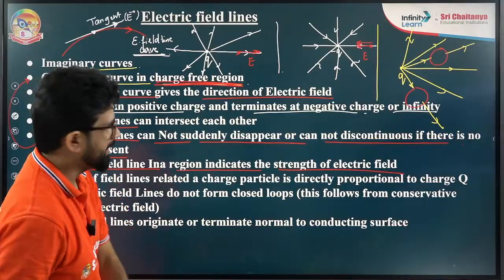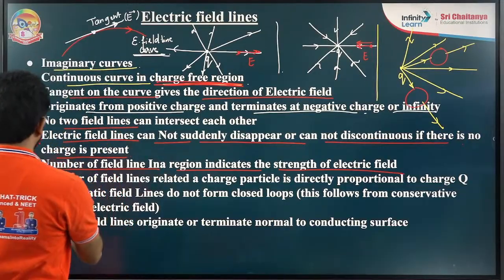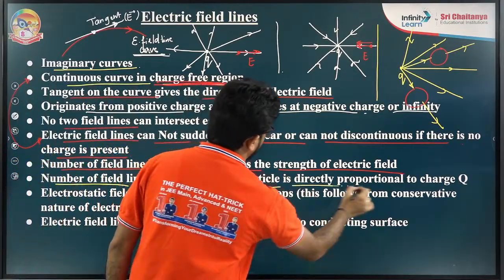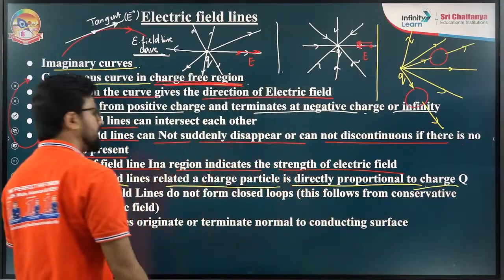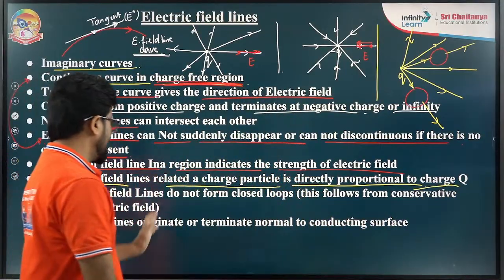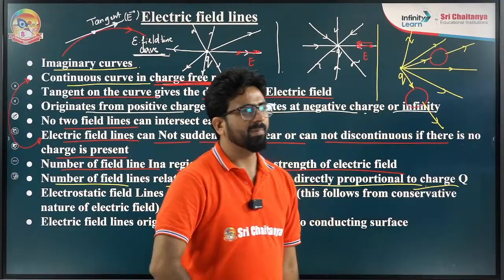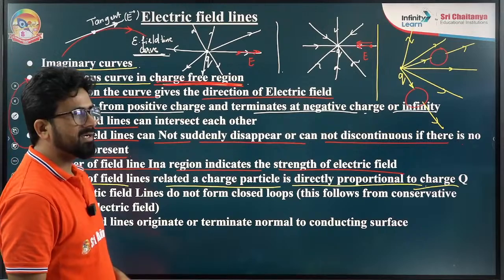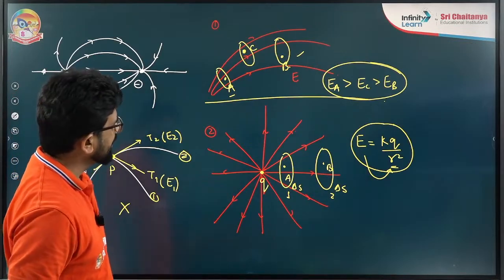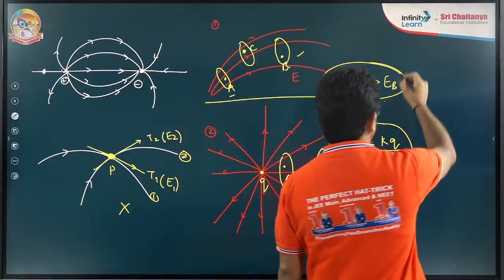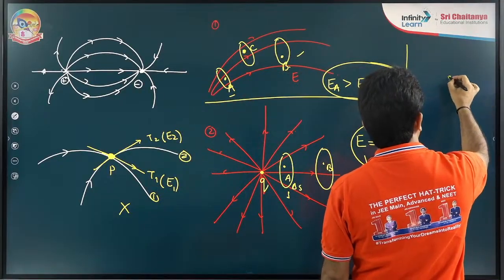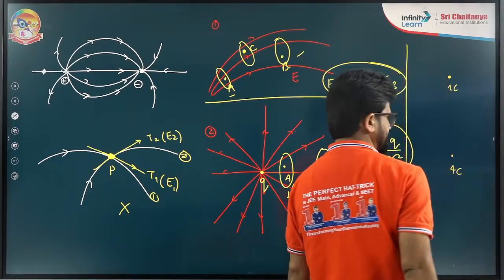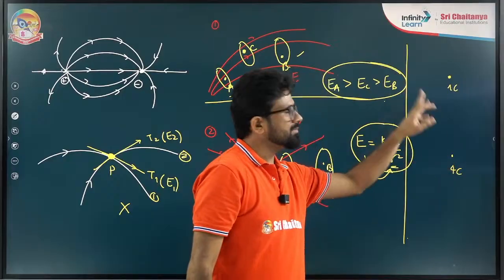Now come to the next point. The number of field lines related to a charged particle is directly proportional to charge q. What is the meaning of this? Meaning is very simple. Listen carefully. This charge is suppose 1 coulomb, and this charge is suppose 4 coulomb.